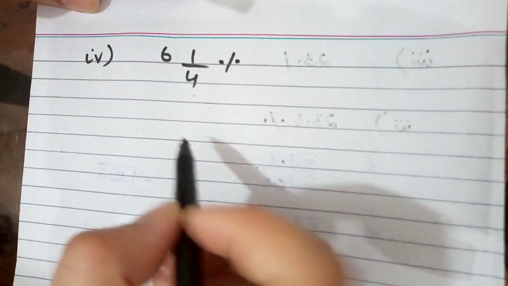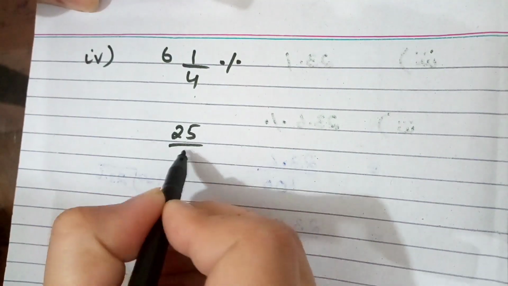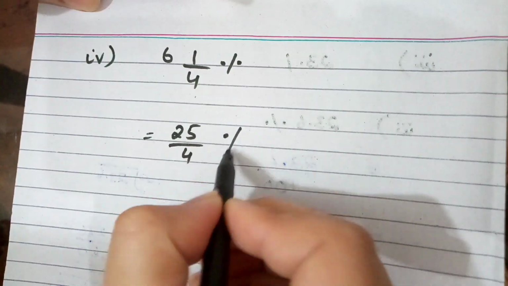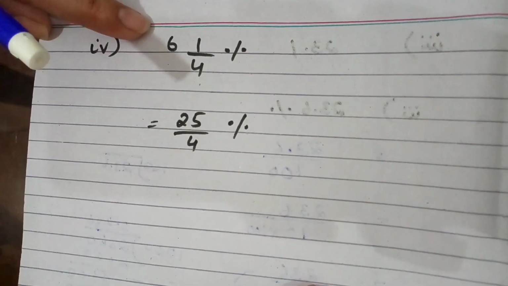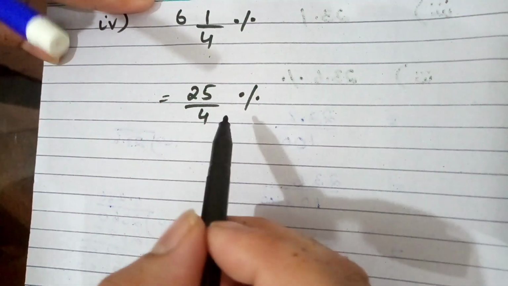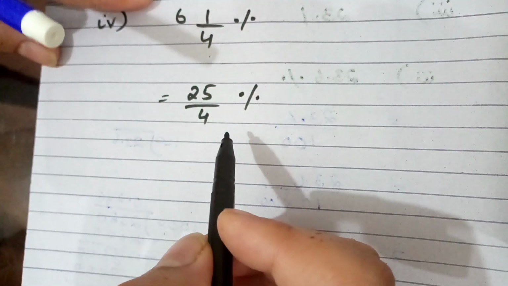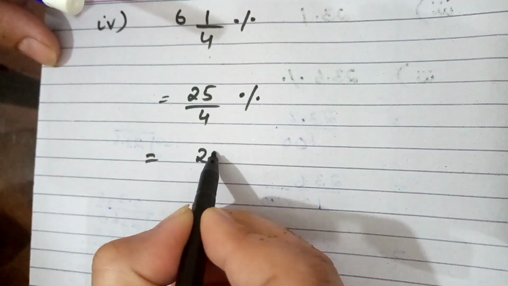Now simplify this term. 6 times 4 is 24, plus 1 is 25, so 25 by 4. And what is the sign here? Percentage. So we put the percentage sign here because we only solved the mixed fraction. Now to solve this percentage sign and convert it into a decimal, we divide this term by 100.